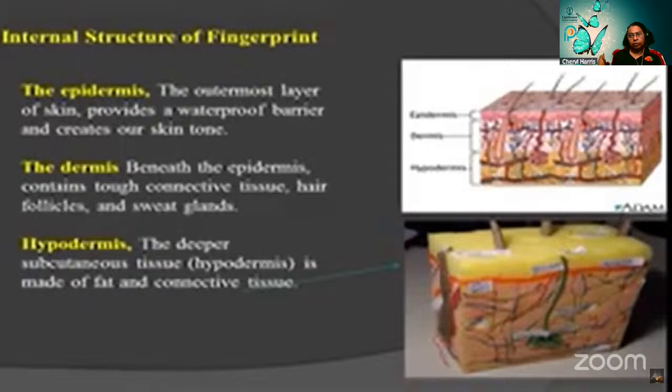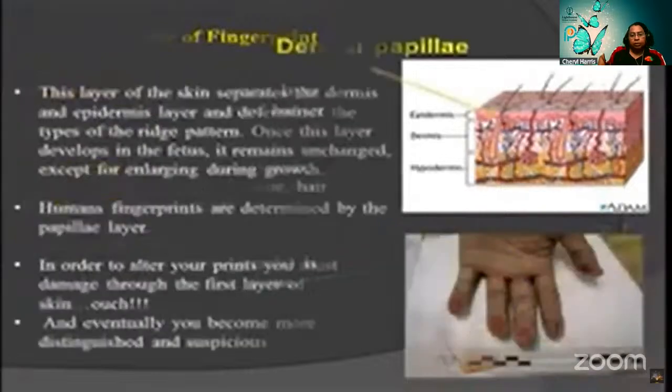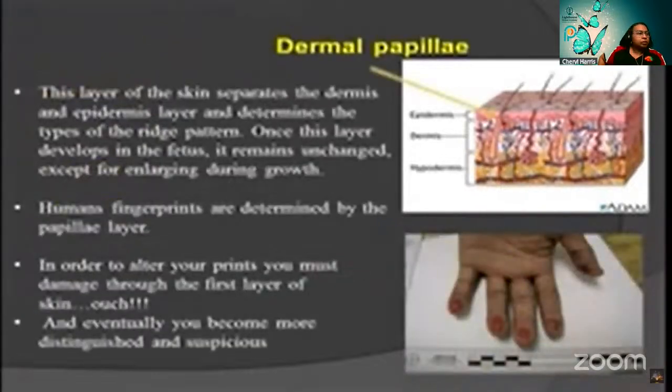First we have the epidermis layer, and then beneath the epidermis we do have the dermis layer, and then we are having the hypodermis layer. Now let's know about the important thing in these layers, which has a vital role in order to bring some changes in the angle of the fingerprints or to make it enlarged or distinguished. And that is about the dermal papillae. Dermal papillae separates the dermis and epidermis layer and determines the types of the ridge pattern.